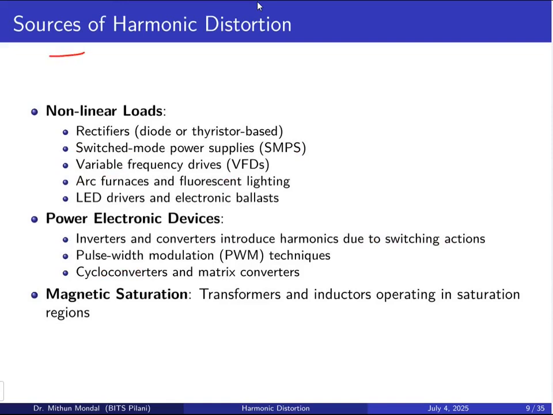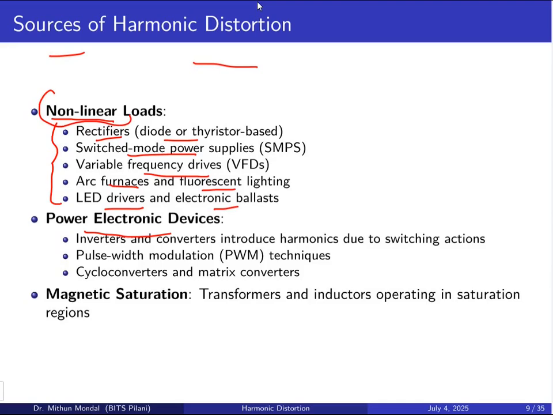The sources of these harmonic distortions are basically the non-linear nature of the load or different power electronic devices which are present in modern systems. The non-linear loads can be rectifiers, which are diode or thyristor based, SMPS, which is switch mode power supply, variable frequency drives, arc furnaces, fluorescent lighting, LED drivers, and electronic ballast. So these are the non-linear loads.